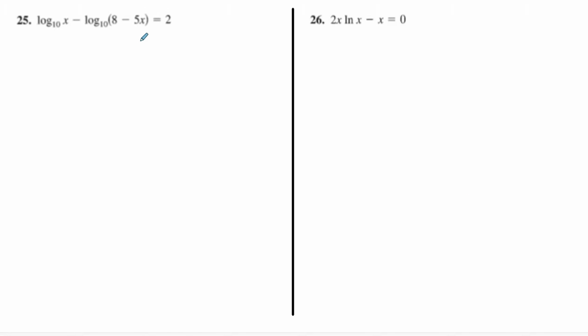Same idea here. But you must first combine these before you exponentiate. So what are we looking at? That would mean I'm looking at the log base 10, so I'm just going to write log of x divided by 8 minus 5x equals 2. Now, it is log base 10, I know. Then I could exponentiate base 10, that is, cancel the log out. 10 squared is 100, not 20.